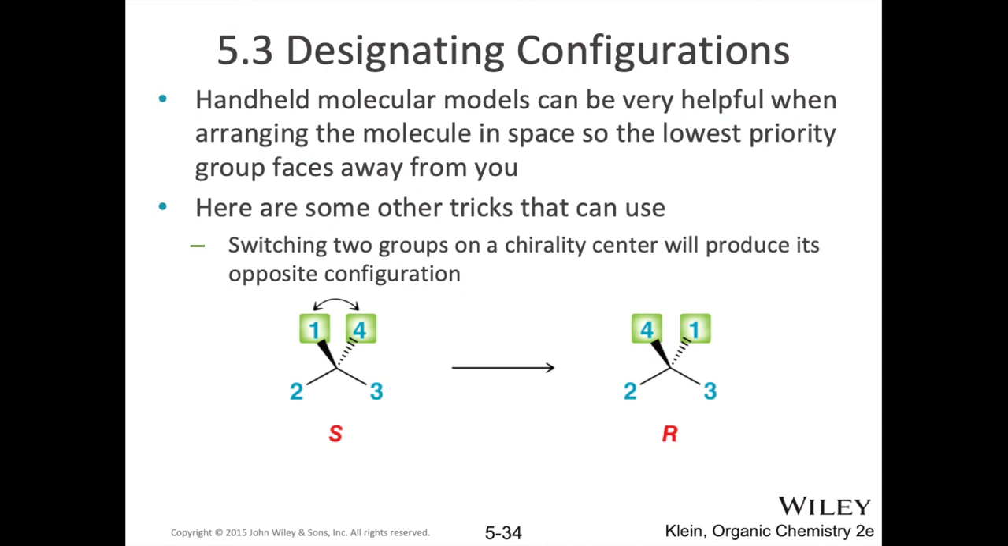This is what we did earlier when I showed you that alternative method to drawing a mirror image, where I said, just flip the solid and dashed wedges. You can see that's what they're doing here. We're keeping groups 2 and 3 in the same configuration. We're not flipping 2 and 3. But if we flip 1 and 4, notice that 1, which is on a solid wedge, is now on the dashed wedge, and vice versa. 4, which is pointing away from you, is now pointing towards you. But notice that 2 and 3 are still in the same order. So that's why the designation has changed between R and S.